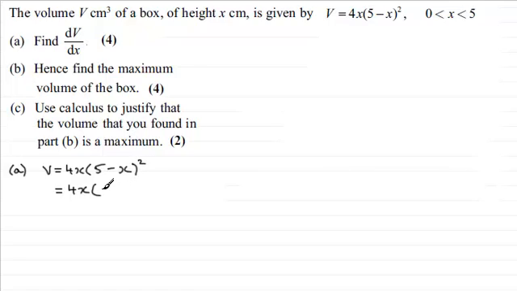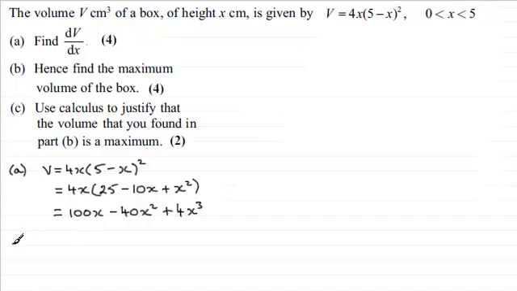And if you square the bracket out, what you get is the first term squared, which is 25. You get twice the product. The product is −5x, so if we double that, that would be −10x. And then we get the last term squared, so −x squared gives us plus x squared. And now we expand again, multiply through by 4x, so you're going to get 100x, and then −40x², and then plus 4x³.